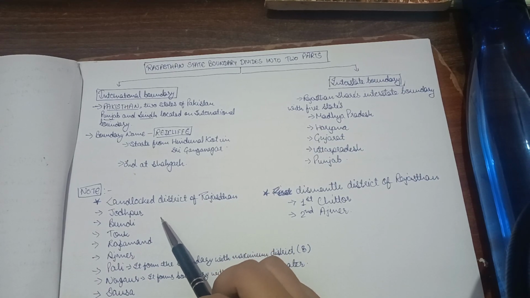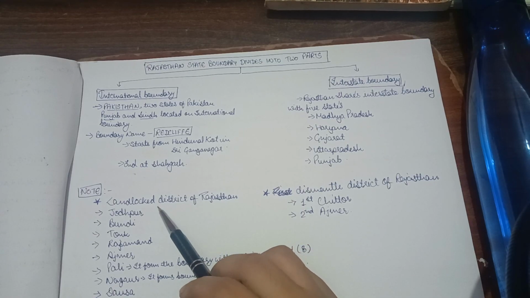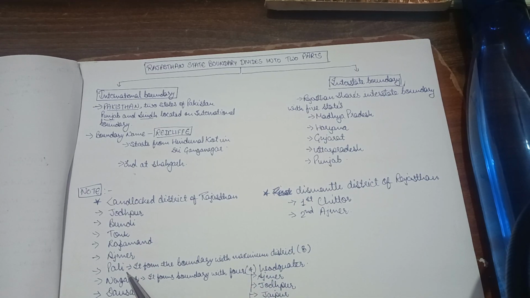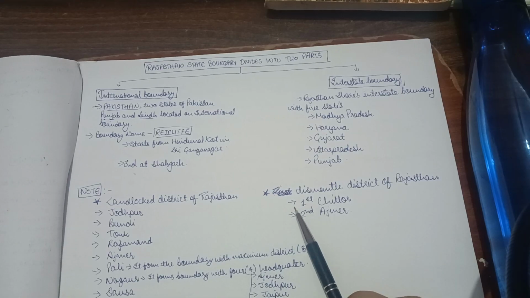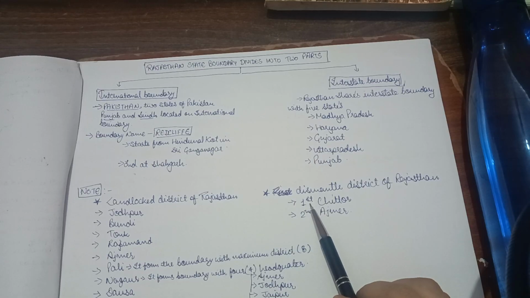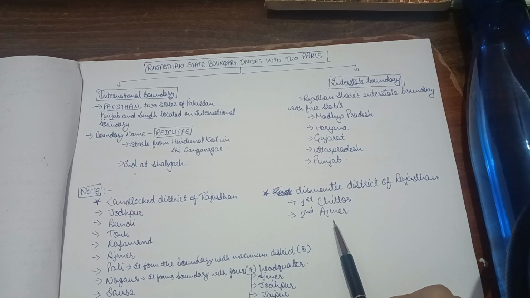Now there are important notes on the landlocked districts of Rajasthan. There are 8 landlocked districts of Rajasthan, which are as follows: Jodhpur, Bundi, Tonk, Rajsamand, Ajmer, Pali, Nagaur, Dausa. Pali forms the boundary with maximum districts, 8 districts, and Nagaur forms boundary with 4 headquarters, which are as follows: Ajmer, Jodhpur, Jaipur, Bikaner. And the second important note is the 2 dismantled districts of Rajasthan. First is Chittor and second is Ajmer.